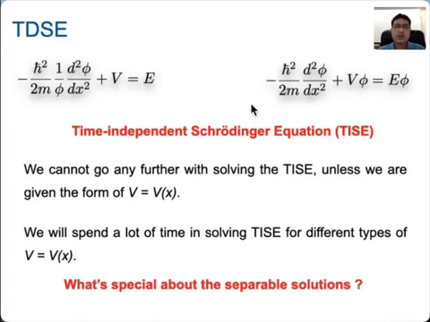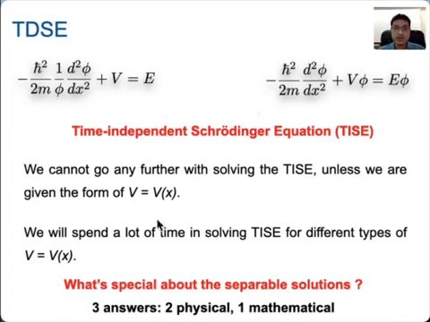So now let's ask, what is so special about the separable variable? Okay, so this was the separable variable, that your total psi was written as a product of phi times chi, where phi was only a function of x or r and chi was only a function of time. So why is this so special, and what is the underlying physics about it? So there are three answers. Two are physical in nature and one is mathematical in nature.